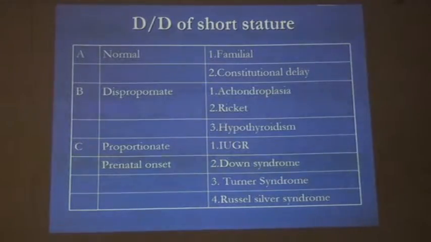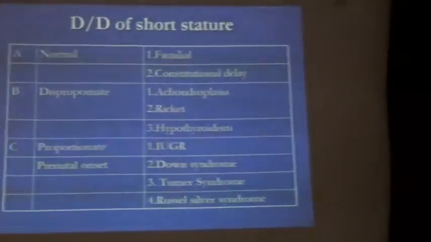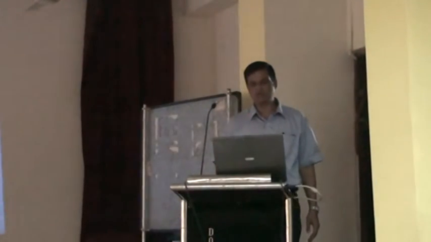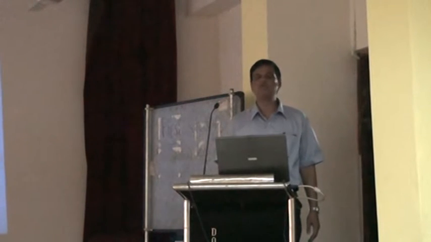Then disproportionate body feature, that is upper segment to lower segment ratio is not equal to 1. That is achondroplasia and rickets and hypothyroidism because of short limbs. Then proportionate, but the growth failure occurs from intrauterine, like prenatal conditions. These are IUGR babies, Down syndrome, Hermann syndrome, and Russell-Silver syndrome.